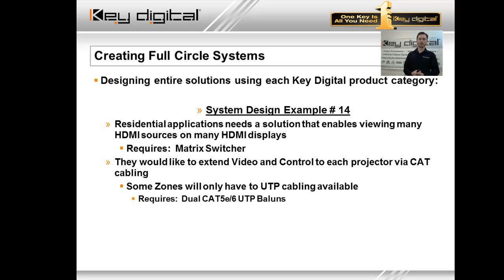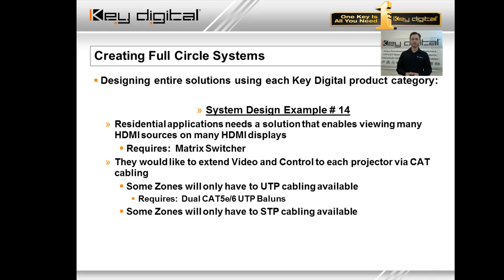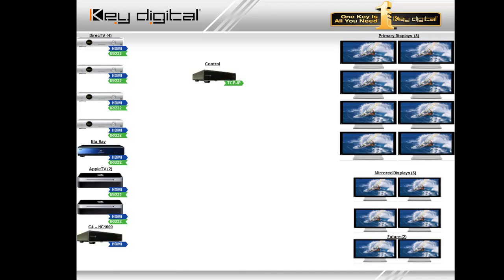requiring dual Cat baluns. Of course, any of our HDMI baluns working over UTP cabling require 2 Cat cables, and some zones will only have STP cabling available, meaning those walls are able to be opened, or maybe it's a new build within this application. So again, you have lots of flexibility there because we do have the HDMI and the RJ45 ports active.